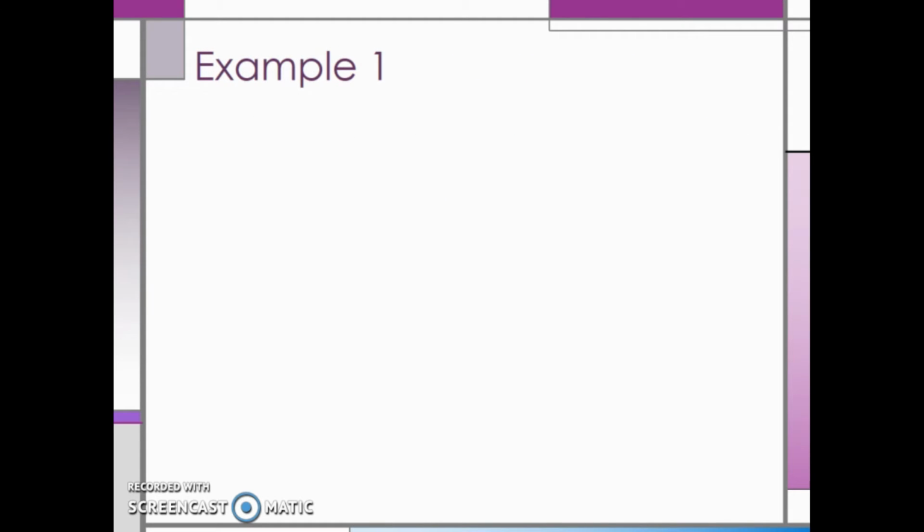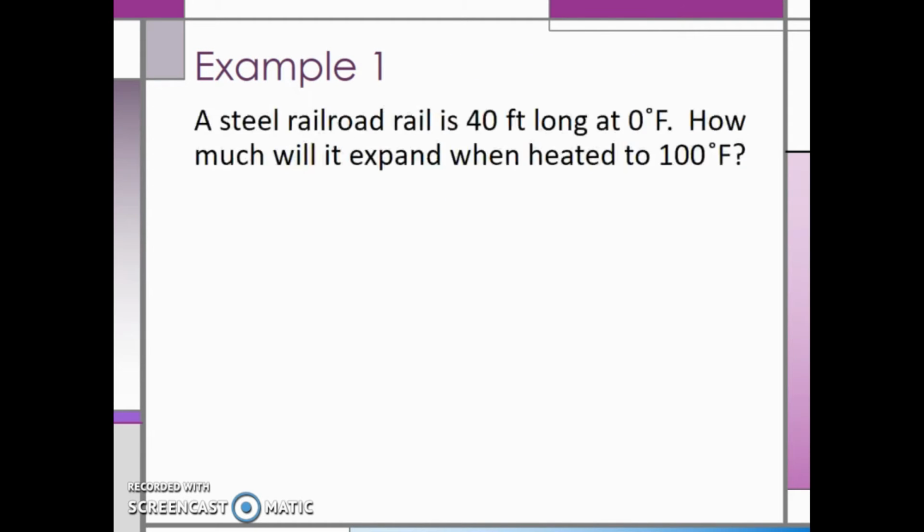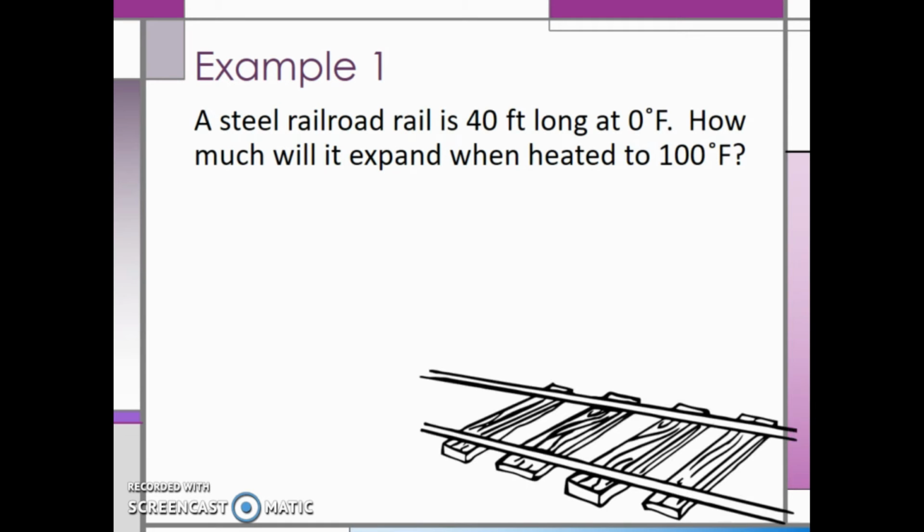Let's take a look at an example of finding the change in length. A steel railroad rail is 40 feet long at 0 degrees Fahrenheit. How much will it expand when heated to 100 degrees Fahrenheit? First, the equation we need to use for the change in length is delta L equals alpha multiplied by the length L multiplied by delta T.